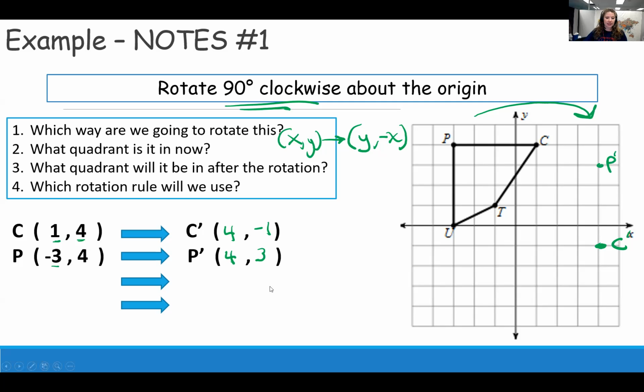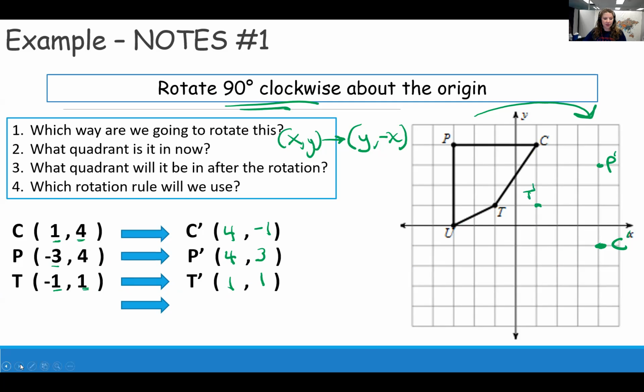All right, the next one is T. So T's at -1, 1. So we're moving this X to the back. It changes signs. Our Y comes to the front and does not change. So T goes from here to a +1, 1 right here, T prime.